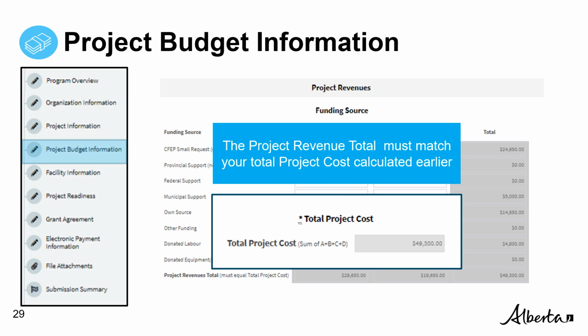The last column will calculate your project revenue total. This total must equal your total project cost stated earlier. If a miscalculation is made, the system will notify you of the specific error.